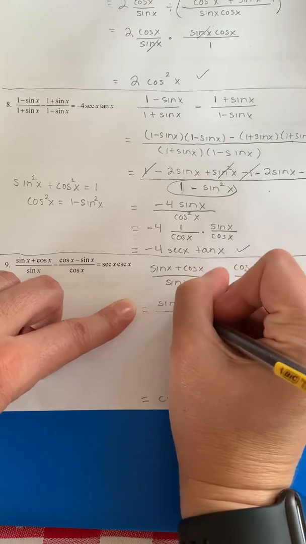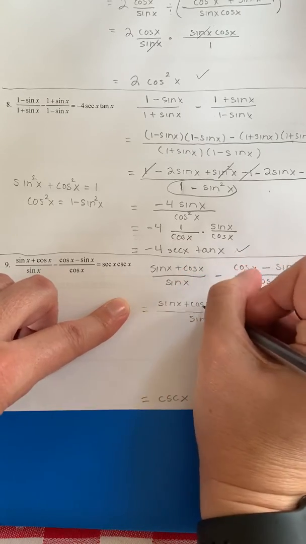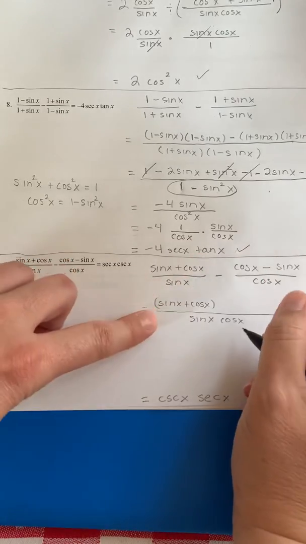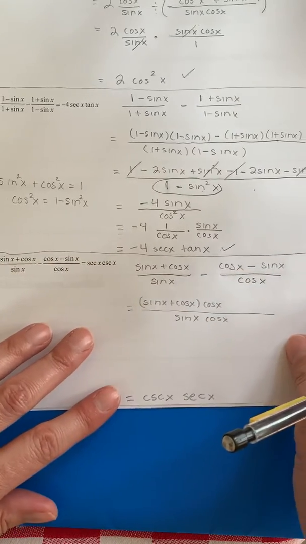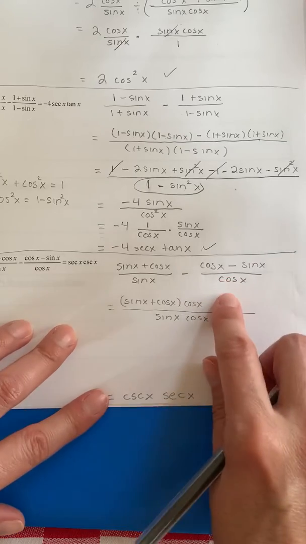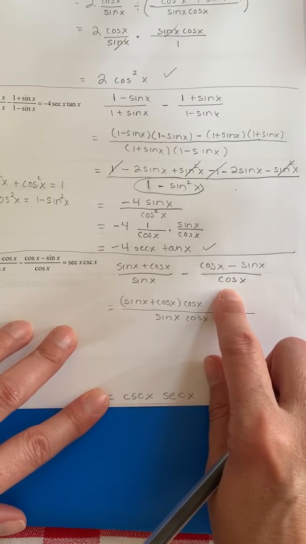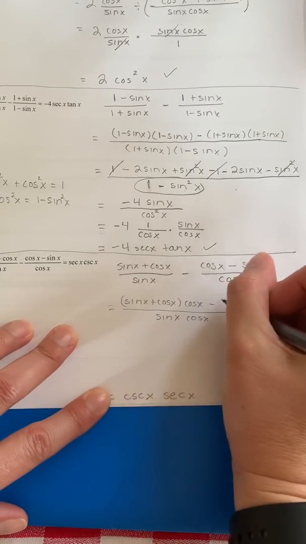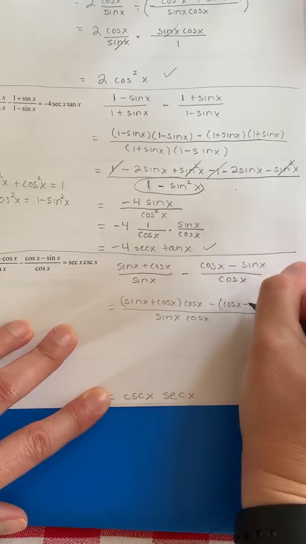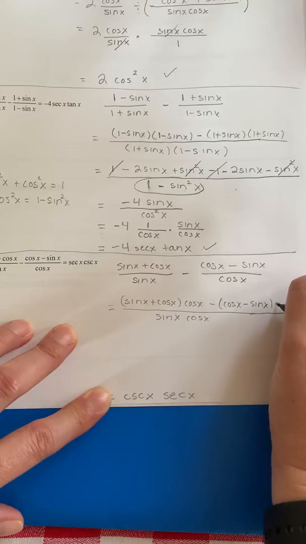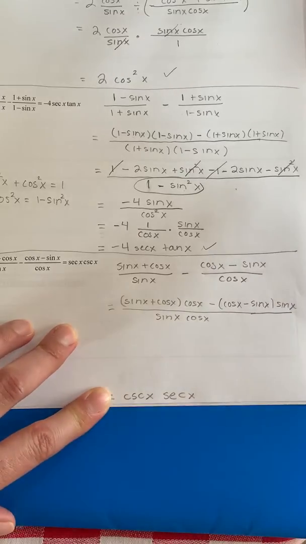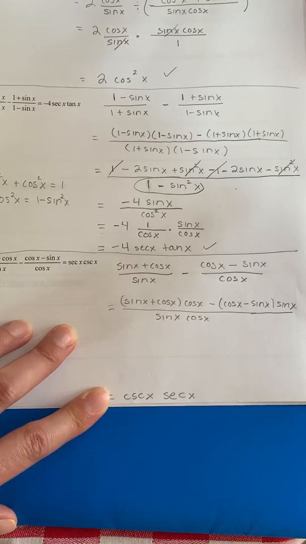Okay, so if I add that in the denominator, I need it in the numerator as well. So I'm going to multiply that numerator by the cosine of x. And then the second fraction here, it needs a sine of x in the denominator. So I'm going to multiply that numerator expression by the sine of x. Okay, all right, next up I want to distribute the terms.